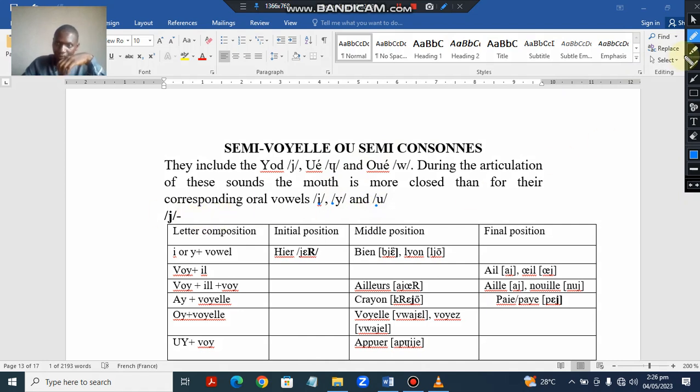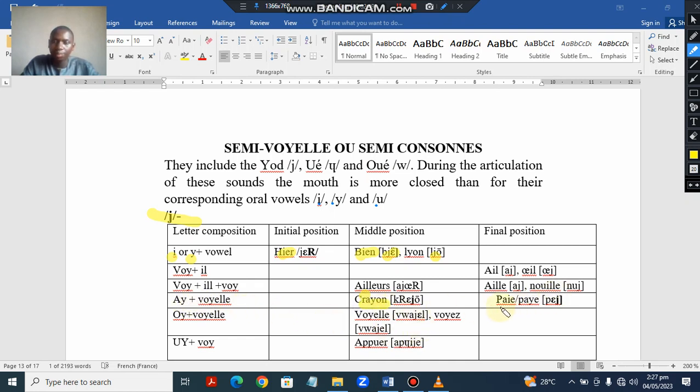Take the first one. This particular sound that we're dealing with. This is the yod sound. Now, what gives you this sound? Letter I or Y plus another vowel. See example. You have ye. We have bien. You see it? This I and E combined to give you that yi sound, and the en is also known as a ye. We have lion, lion. Now, vowel plus il, you have ayo, you have something like famille. Then you have ay, give you the sound as in crayon.